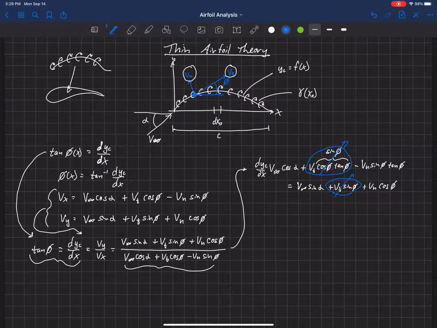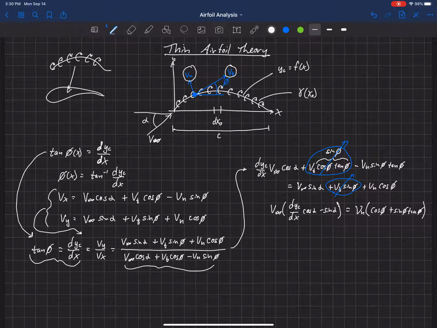Okay, so let's just rearrange now from what we have, and I'm going to move the V infinity terms to the left-hand side and pull that outside. So we're going to have V infinity times dyc/dx cosine alpha minus sine alpha. So I moved both of the V infinity terms to the left-hand side. And then I'm going to move the Vn terms to the right-hand side. So that will be equal to Vn times cosine phi plus, we've got a sine phi and a tangent phi up there, multiplied by Vn.